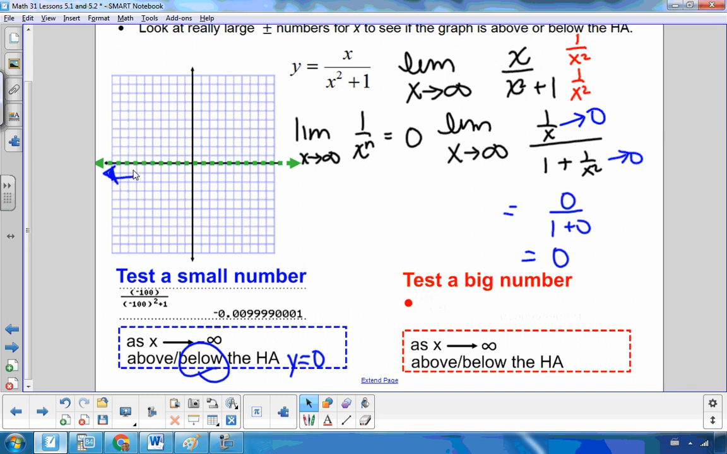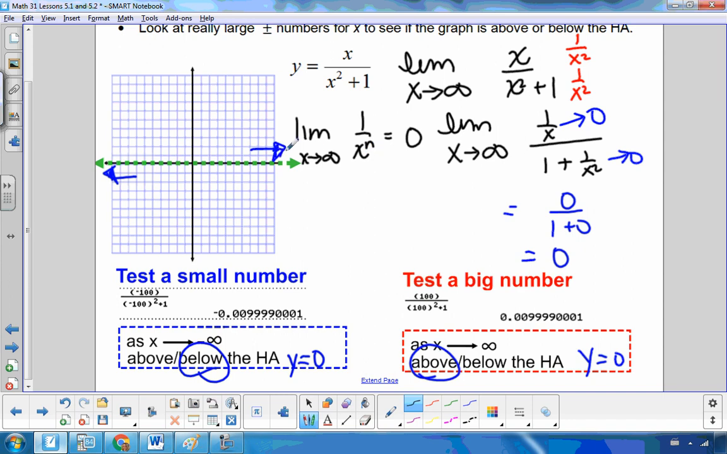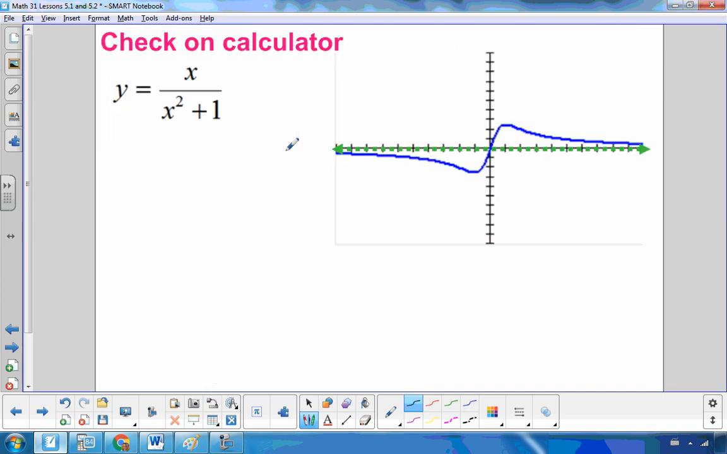Okay, let's look in the positive direction. As I make x really big positive, let's take the number 100. If I plug it into the original function, you can see that I get a positive number. So the horizontal asymptote is y equal to 0, and in this case, I will be above. Just like that. Okay, so again, let's check by putting this graph into our calculator just to see if our behavior is correct. You can see here I'm below and here I'm above, so I know I'm correct.